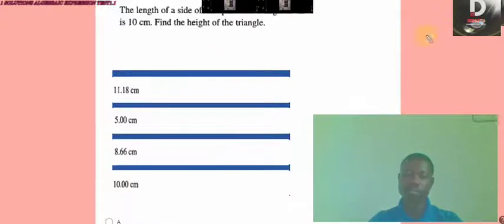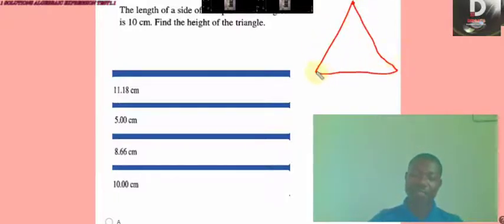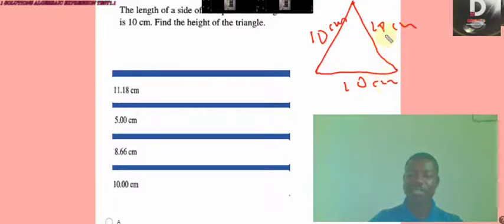Good. Question 9. The length of a side of an equilateral triangle is 10 centimeters. If the examiner mentions any diagram or shape, label it. It says equilateral, so 10 centimeters, 10 centimeters, 10 centimeters. Are you okay? Good. Find the height of the triangle.